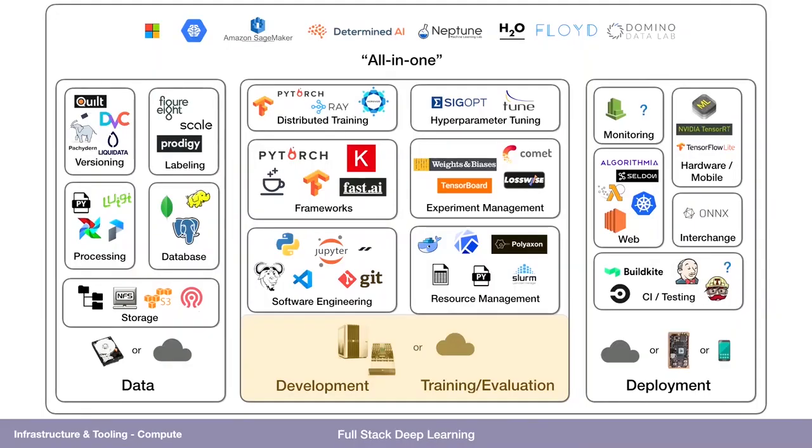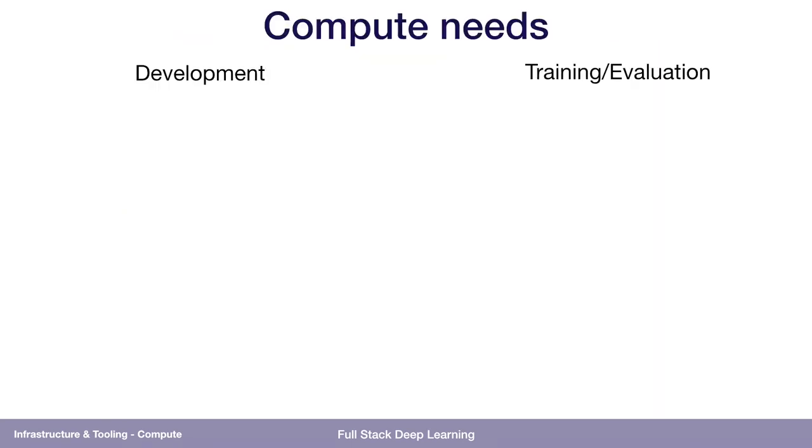So we covered software engineering. Now I want to go down the stack and talk about just the hardware needs or the compute needs. I think there's two distinct parts to developing a model, and I roughly call them development and then training evaluation.